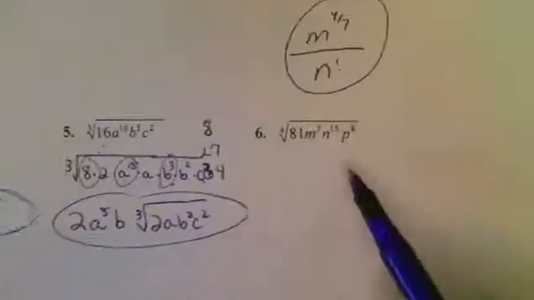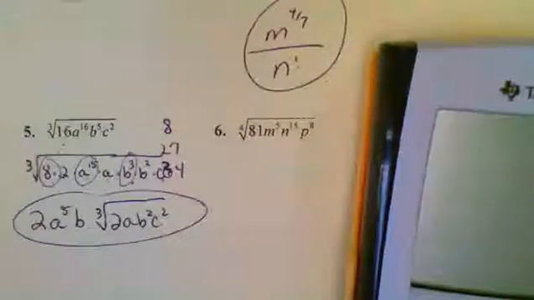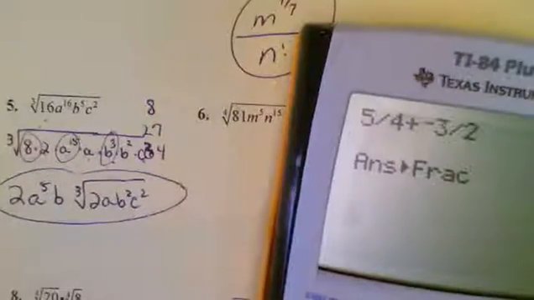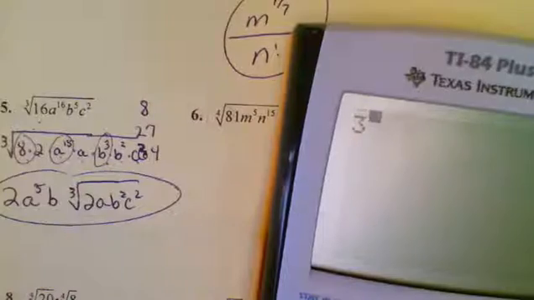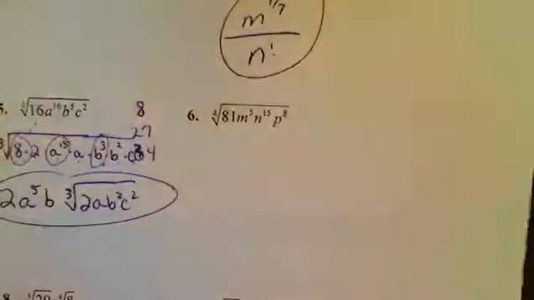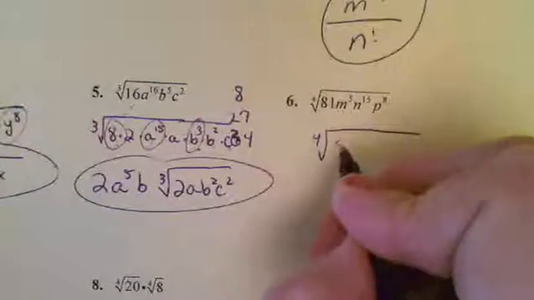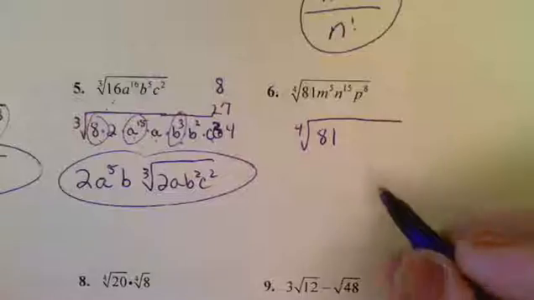Okay? And then let me do the last one. I think 81 is a perfect 4th, so I'm going to try, and again, if you aren't sure, use your calculator. 3 raised to the 4th. 81 is a perfect 4th. So I'm going to draw the 4th root of. 4th root of 81 is 3, so that already is a perfect 4th.